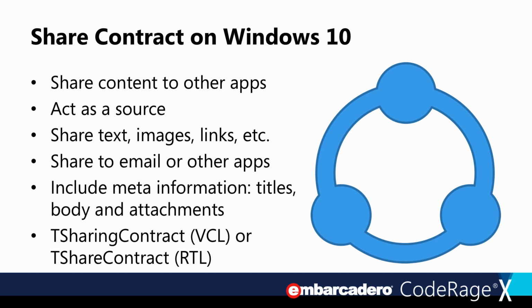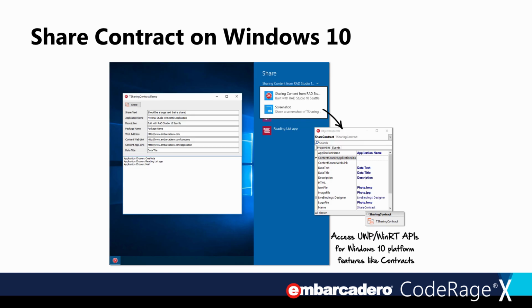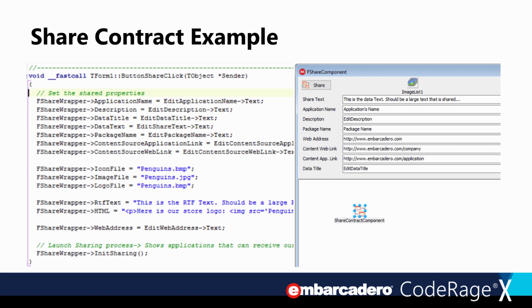There's two ways to share things. You can share it through the TSharingContract VCL component or the TShareContract RTL class. So the RTL class can be used from FireMonkey or any non-VCL applications. So here's the sharing contract in action. When your application shares, the charm bar appears, and the user is able to select which of the available applications they want to share the data into. Here's an example of sharing data in C++. It's just a matter of setting all the properties and calling InitSharing.